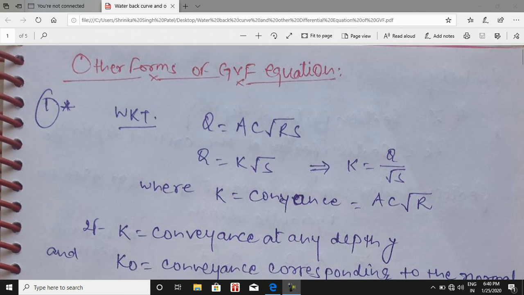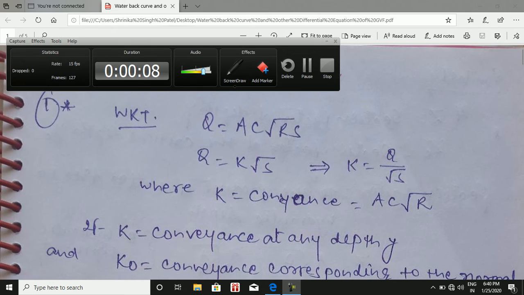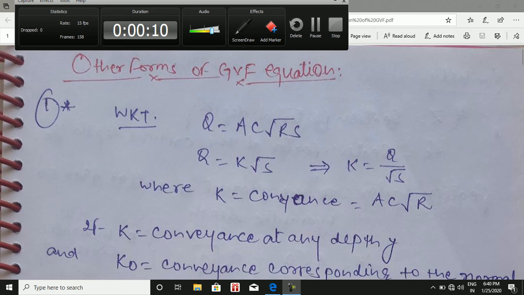Hello students, today we are going to see another form of the differential equation of gradually varied flow. We have already derived the differential equation of gradually varied flow. Now today we are going to derive it in the form of conveyance.